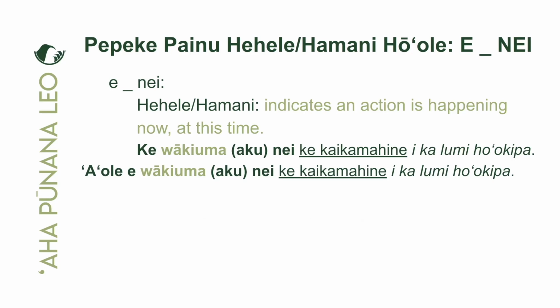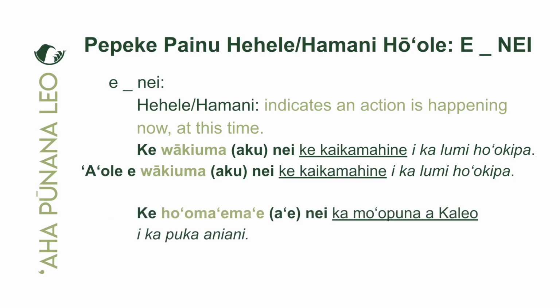All right, let's take a look at another example to make this pa'a. Ke ho'om a'e nei ka mo'opuna a ka leo i ka pukaniani. Let's negate that. We're using 'a'ole, and it should look like this.